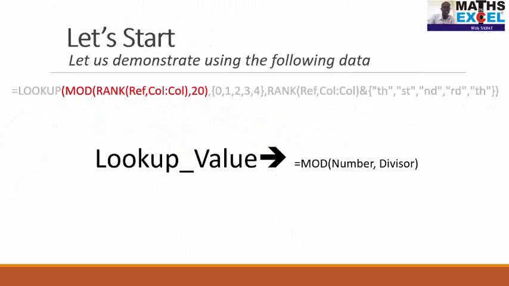Okay, we use mode as our lookup value. That's why I told you earlier on, it's a combined function. Okay, or professionally you call it a nested function. So the lookup value comprises of mode and rank. If you want to find mode in Excel, you use number and divisor. So number in our case is rank there, and the divisor is 20.